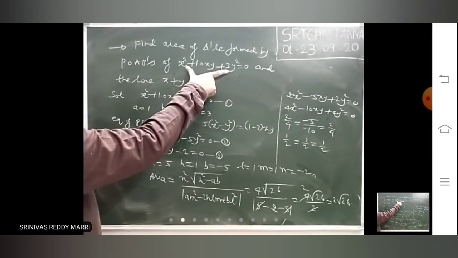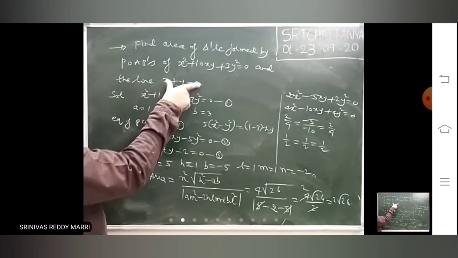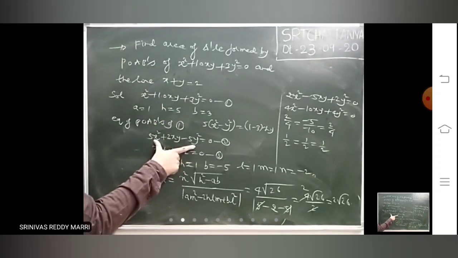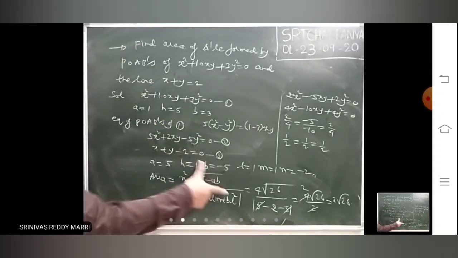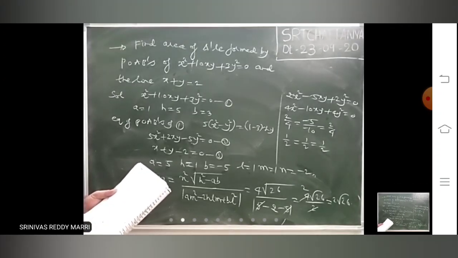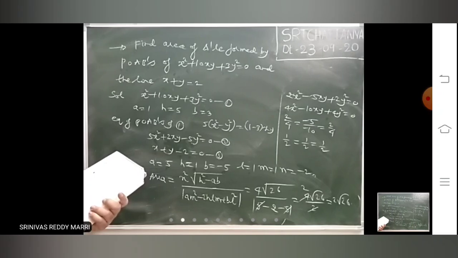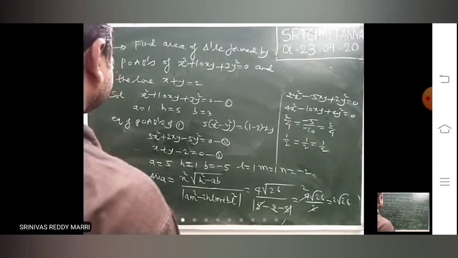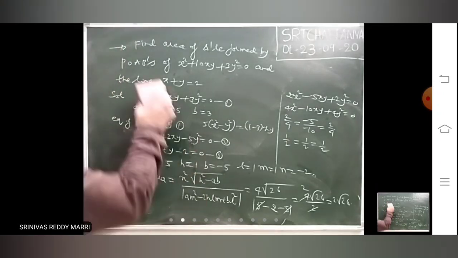Like that. He is not asking the area of the triangle formed by these lines and this line. He is asking the area of the triangle formed by the pair of angular bisectors. That's why this was found out. These two lines and this line, area, formula is there. Next. Next problem.